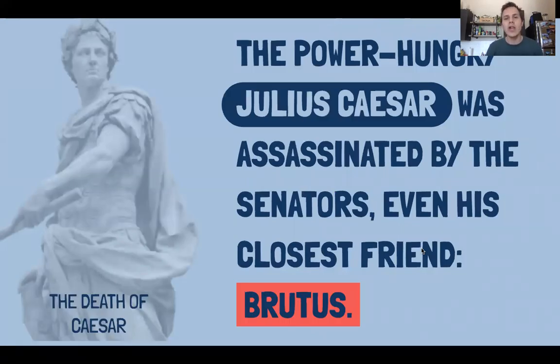The historical event that we need to understand is the death of Julius Caesar. This is an important event that everybody at this time would have understood as being referenced. Here's what happened. There was a man named Julius Caesar, and he was very power hungry. He had essentially been declared dictator for life, and the power hungry Julius Caesar was assassinated by the senators. And this included his closest friend, someone who was once his enemy but had come into the fold, Brutus.